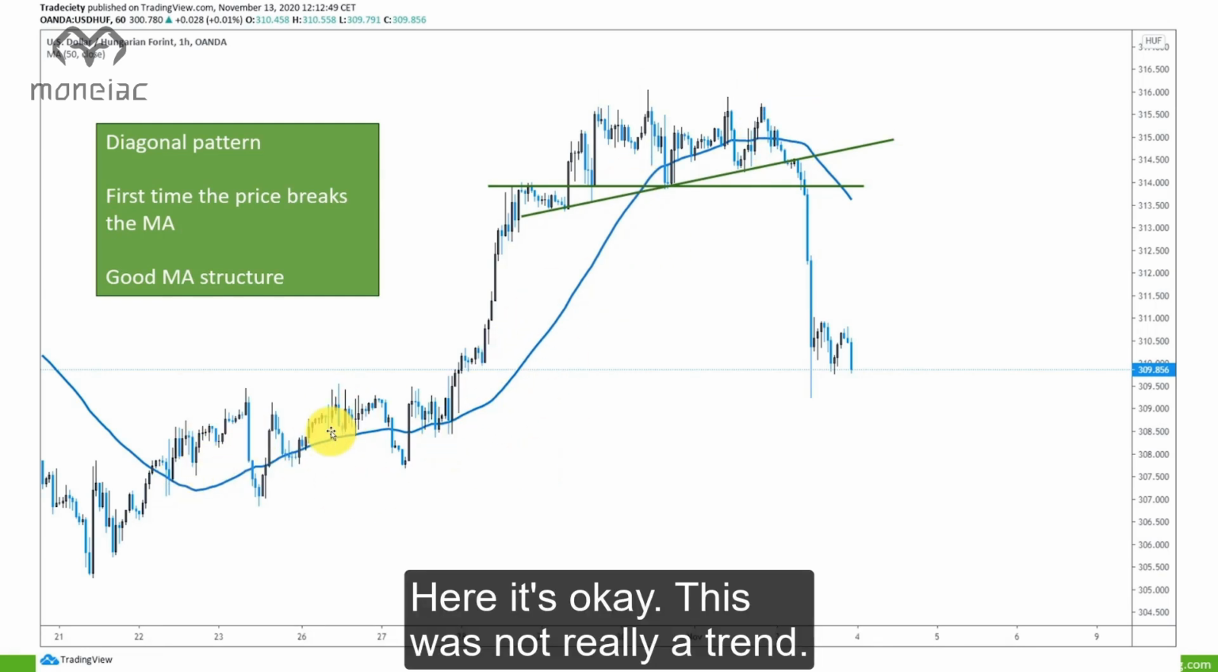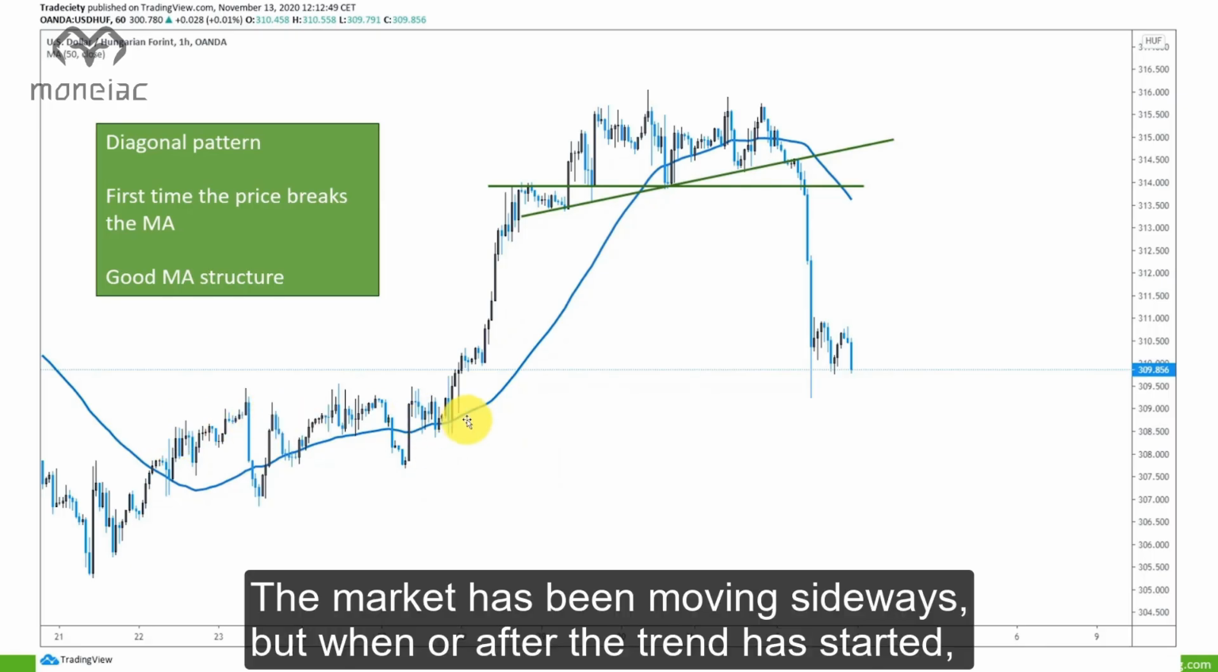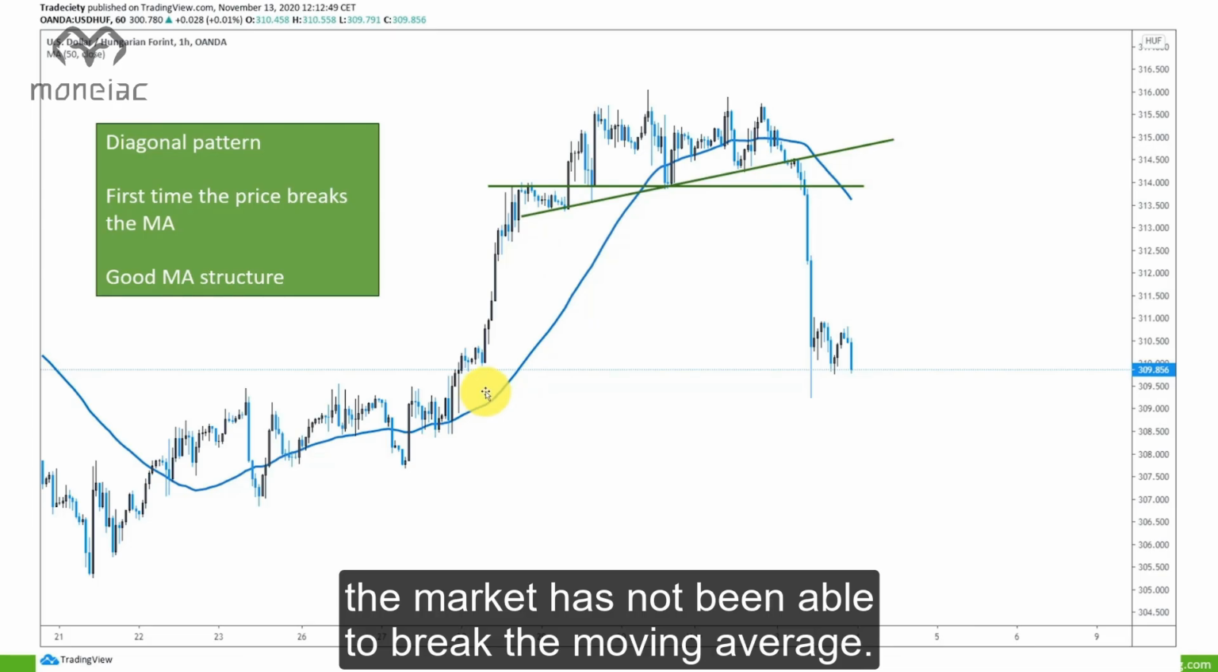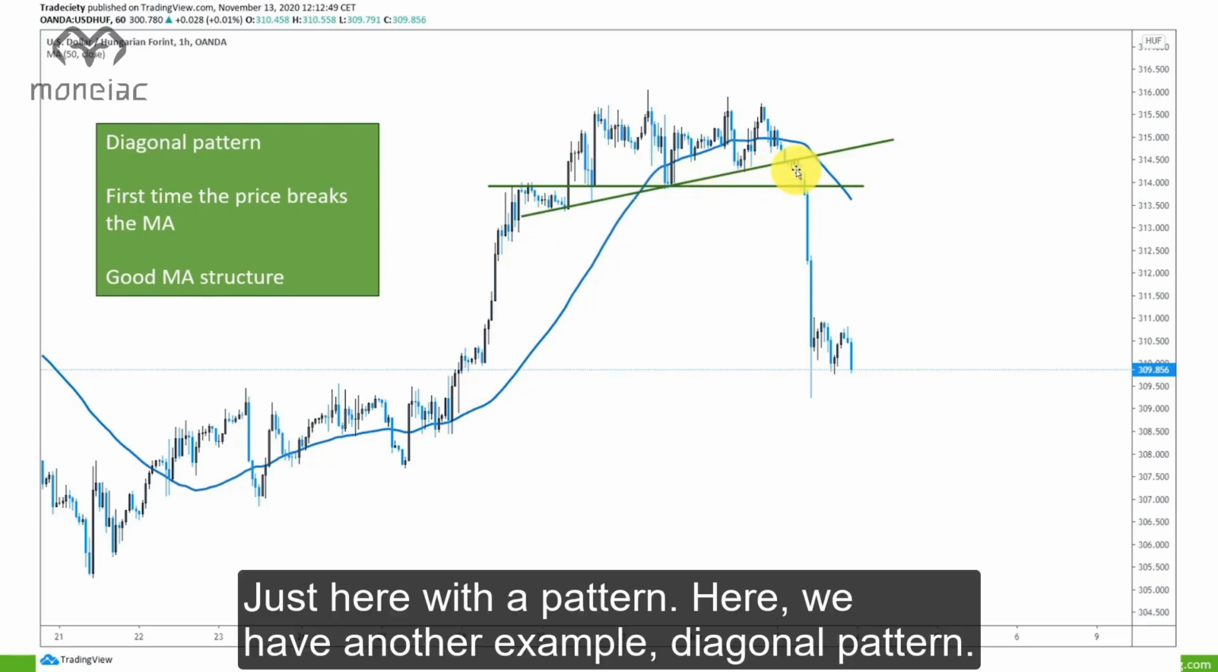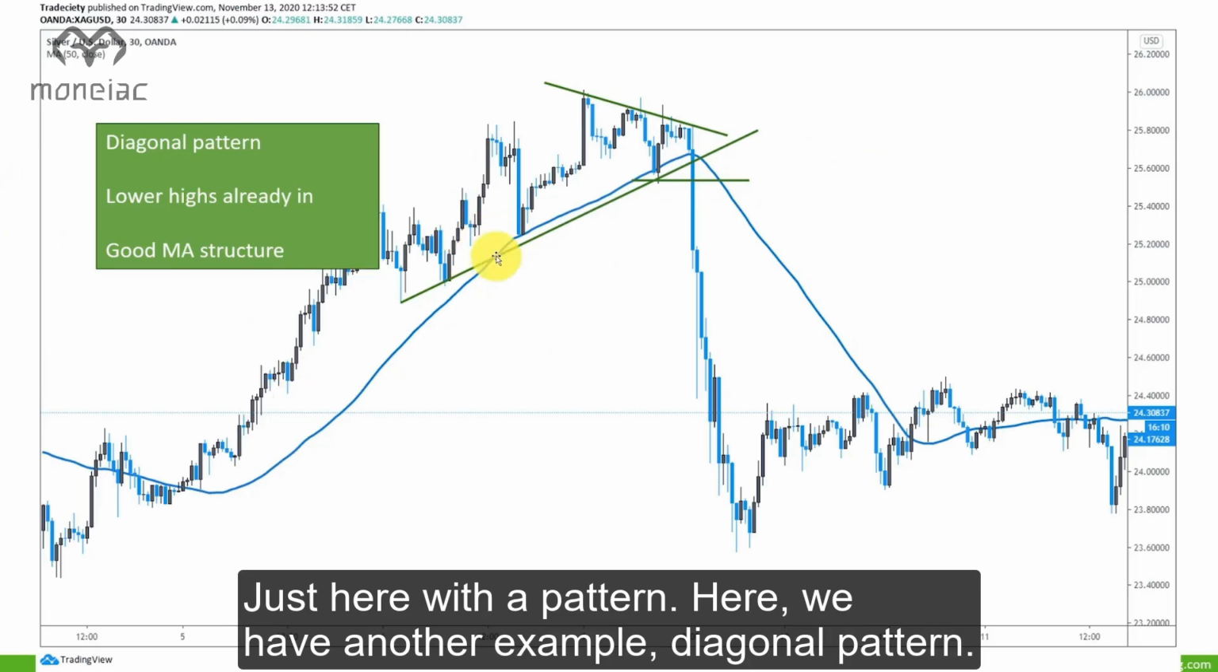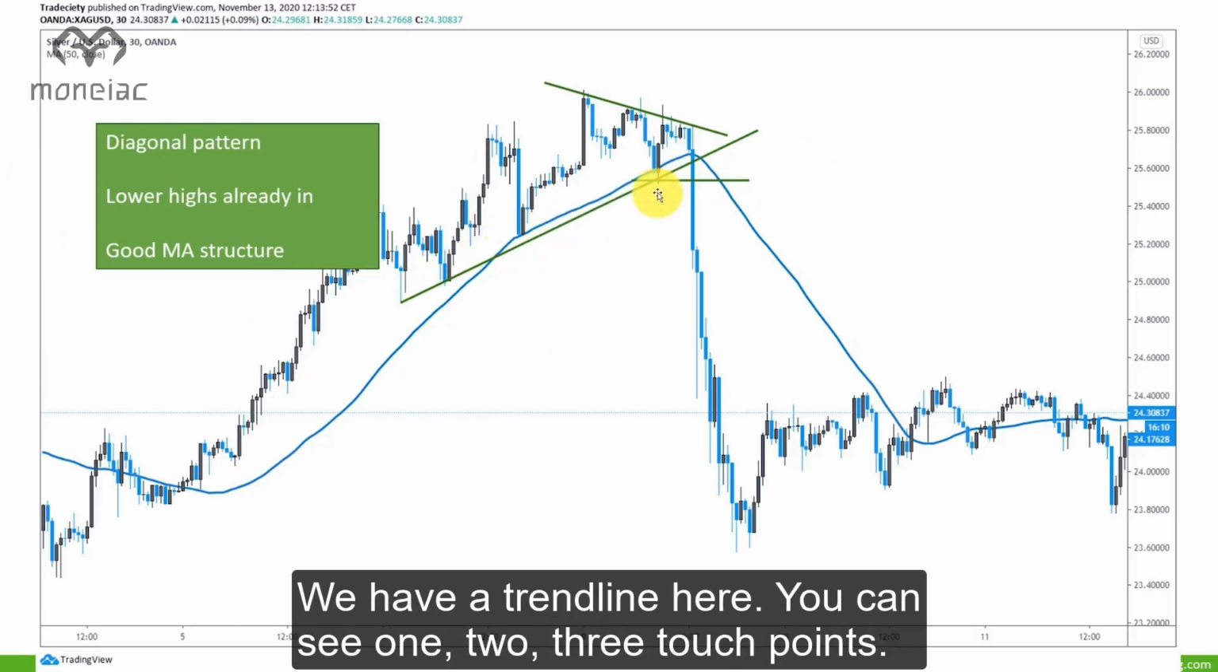It's okay. This was not really a trend. The market has been moving sideways, but after the trend has started, the market has not been able to break the moving average just here with the pattern. Here we have another example, a diagonal pattern. We have a trend line here. You can see 1, 2, 3 touch points.